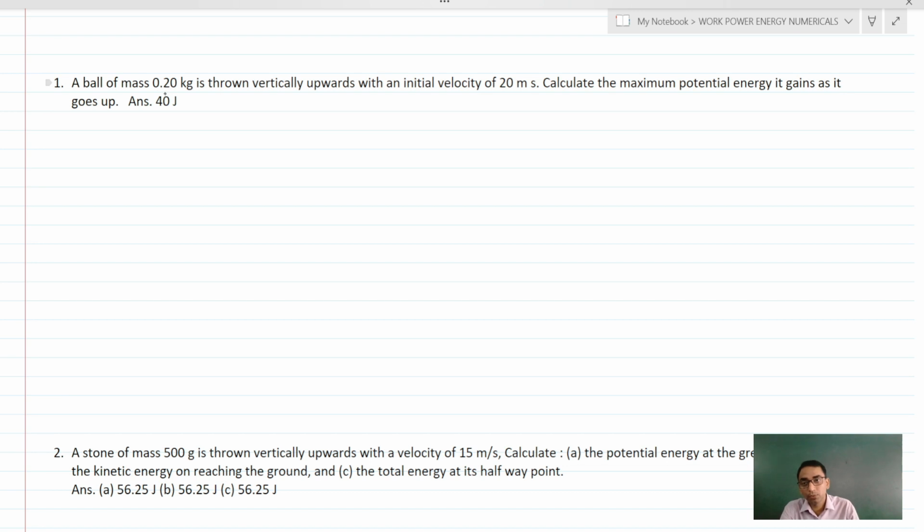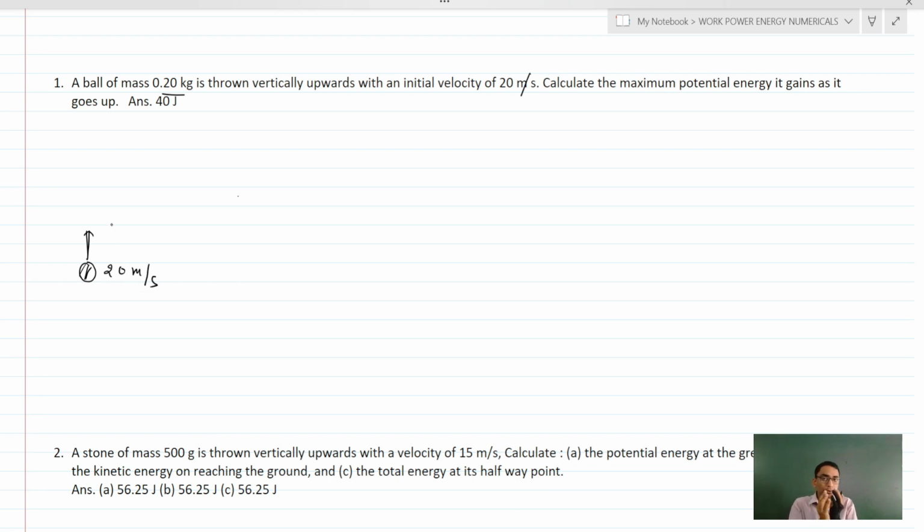I will let you know about the different formulas as we solve the numericals. What we are given is a ball whose mass is 0.2 kg and it is thrown vertically upwards. When you throw something upward, you are always going to throw with some kind of force, so the body is going to have some initial velocity. We are already given that the velocity is 20 meters per second.